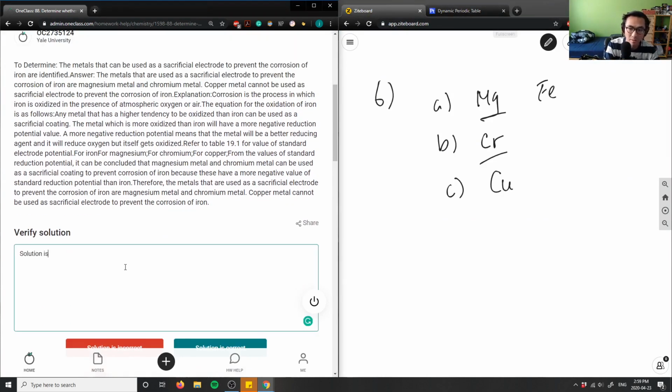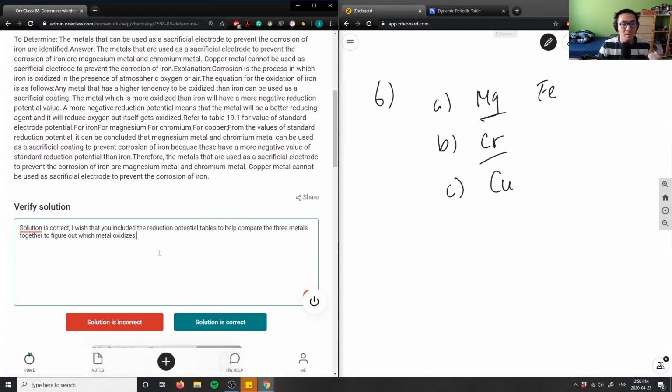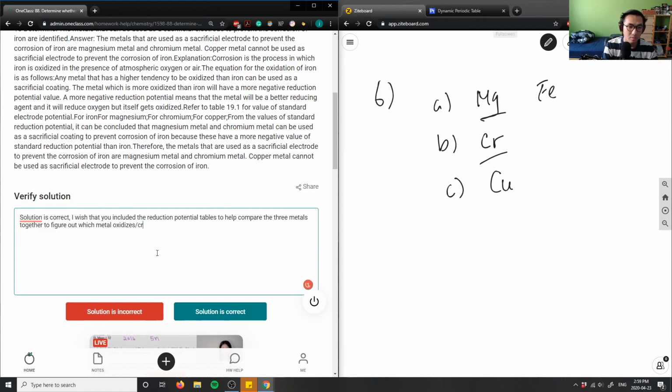This solution is correct. And I wish that you included the reduction potential tables to help compare the three metals together to figure out which metal oxidizes or corrodes. Okay, so that's going to be my video for today.